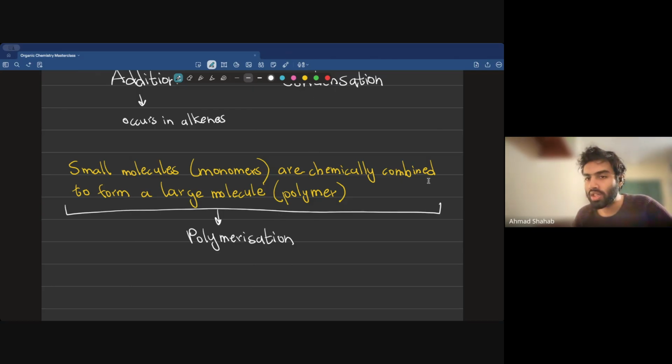Double bond in one product. All right. Yes, you guys are correct. I am glad.